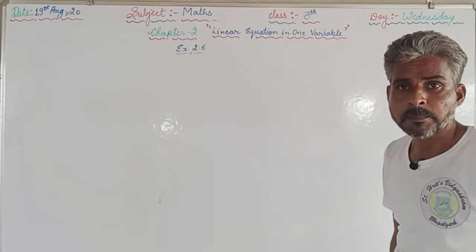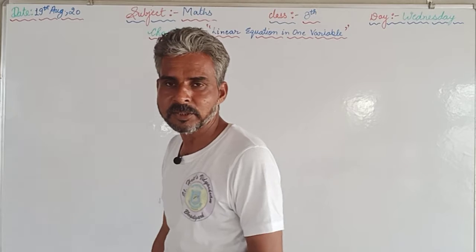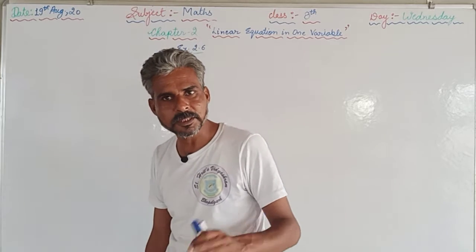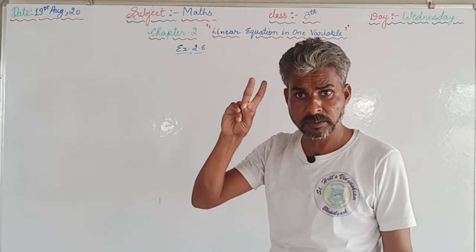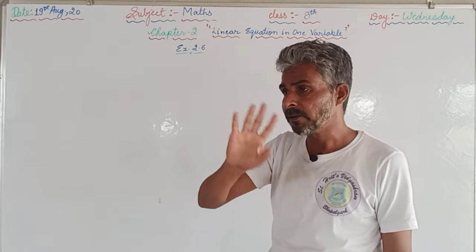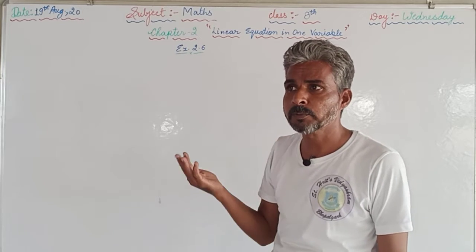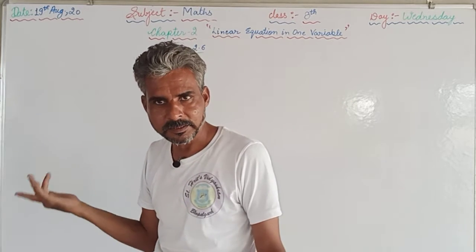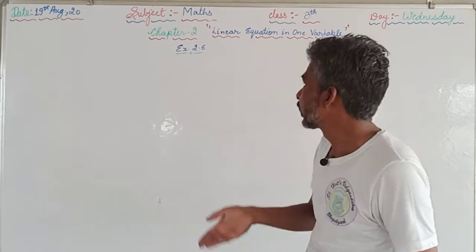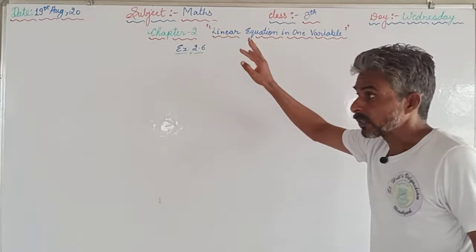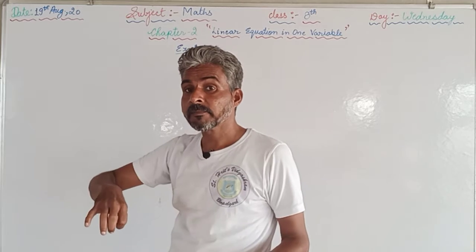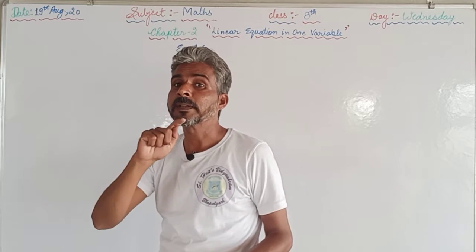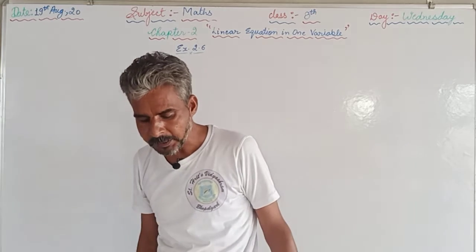Linear means the power will be 1. There will be no x square, y square, z square or a square, b square, c square. There will be no powers like 2, 3, 4. Power will be only 1, and 1 we are not supposed to denote. That will be like x, y, z, a, b, c, anything. So equation means the algebraic expression including the sign of equality, means the equals to sign should be there.